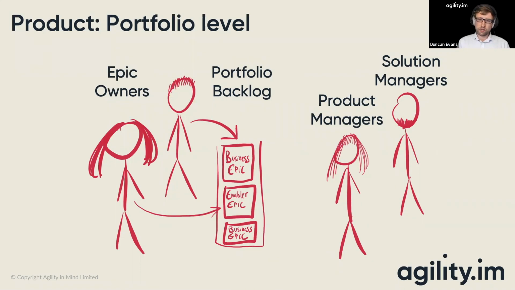So at the portfolio level, you have epic owners who own individual epics on the portfolio backlog. It's not a single role, it's a multiple role. There are usually multiple epic owners. And again, these would then work with product managers and solution managers in order that the right thing is done in that way.